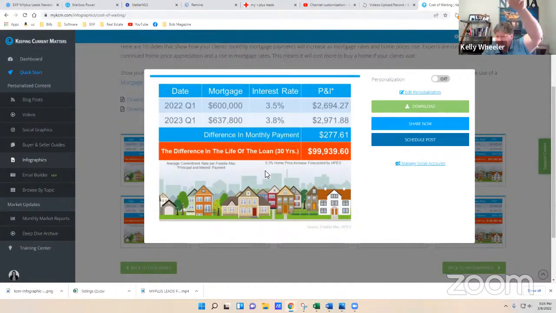And I would have a message saying, look below, this is what can happen if you wait in this economy to purchase a home. It could cost you hundreds of dollars a month. That is a great infographic you can put on a card. Awesome.